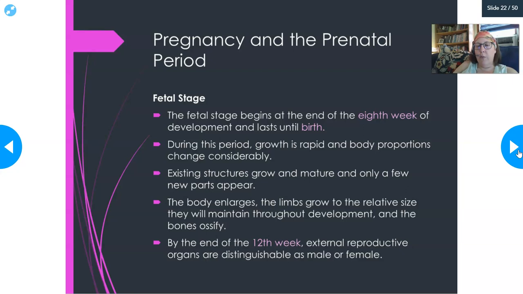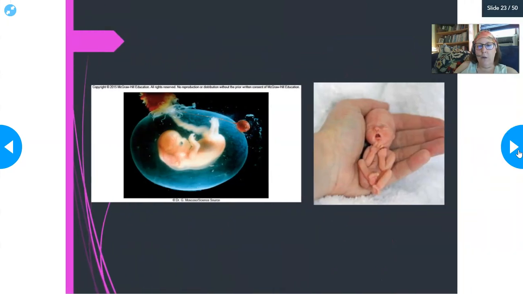By the end of the 12th week, the external reproductive organs are distinguishable as male and female, and that's when you can generally get a gender scan. So this would be end of embryonic stage, so around week 8, and this is around week 12, give you kind of an idea. And this is just not to freak you out, this is actually a representation in like silica or silicone or something like that of what a 12-week baby looks like.